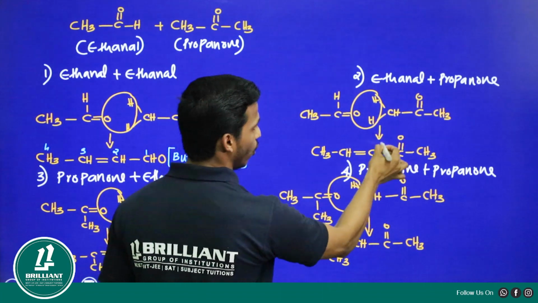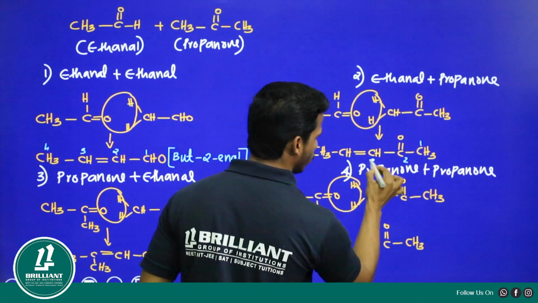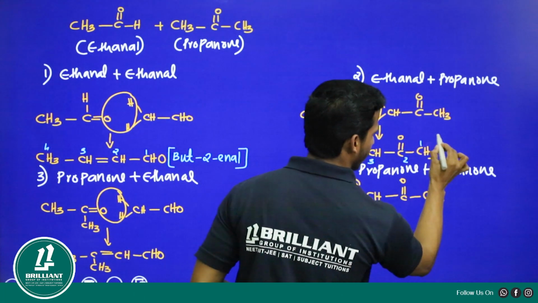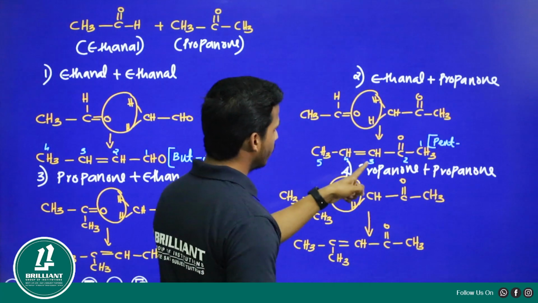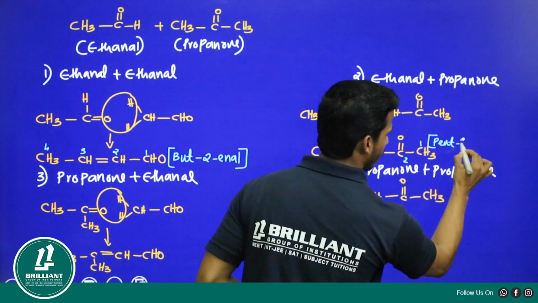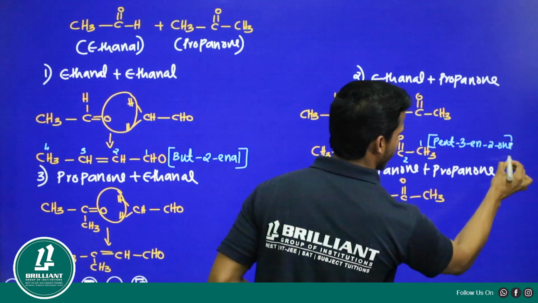You know, ketone is the main functional group, so it should get the lowest number. So 1, 2, 3, 4, 5. They contain 5 carbon atoms. Therefore, its name will be pent. Third position there is an alkene. Second position there is a ketone. Therefore, pent-3-en-2-one. Okay, that's a name.